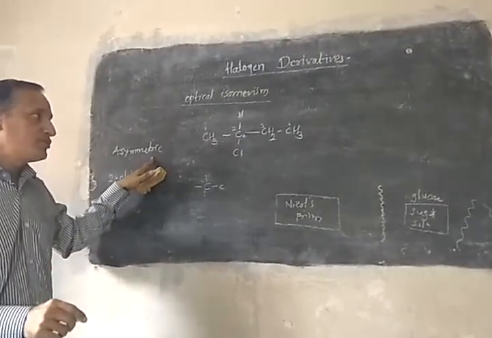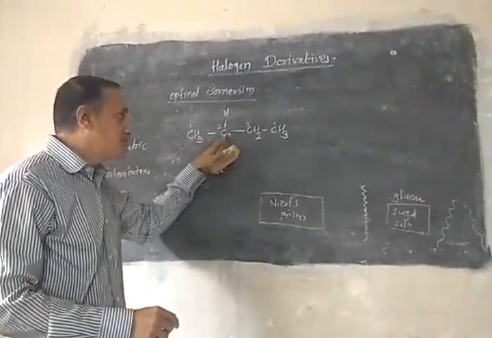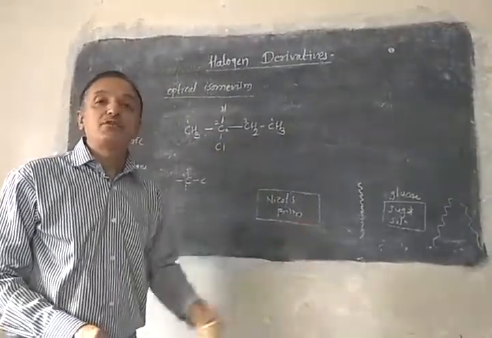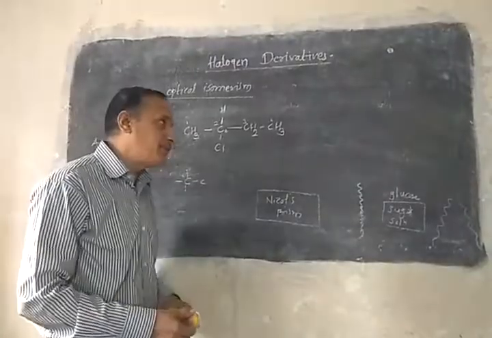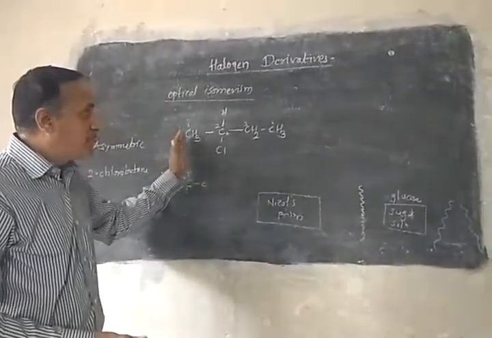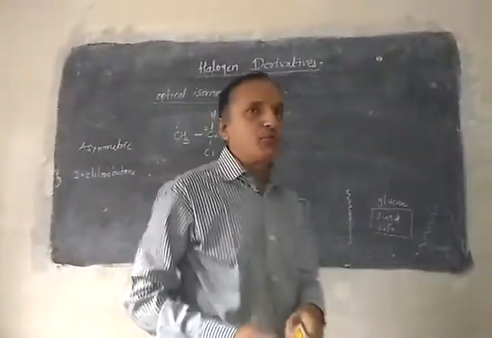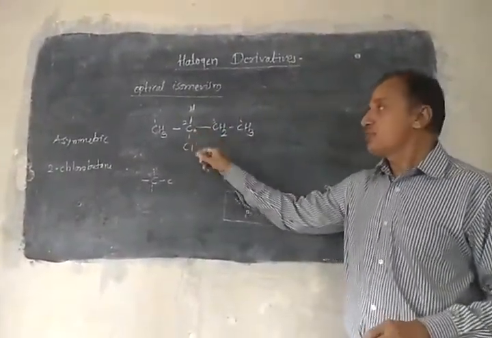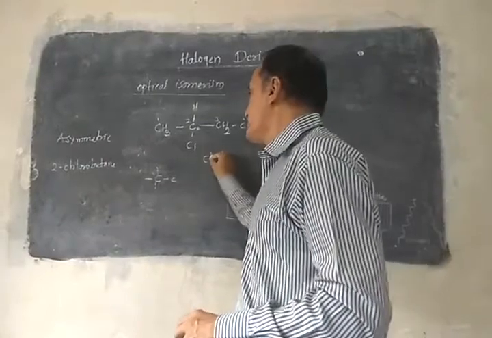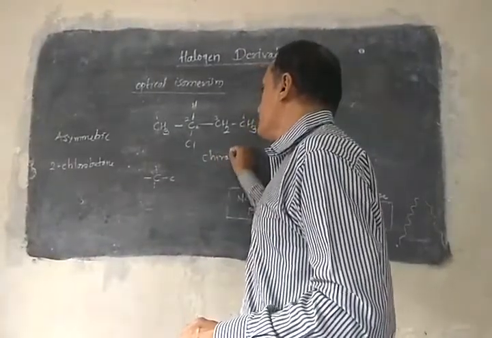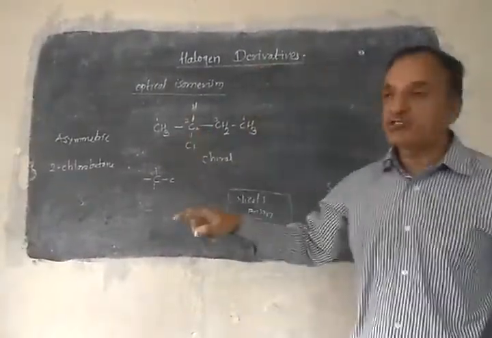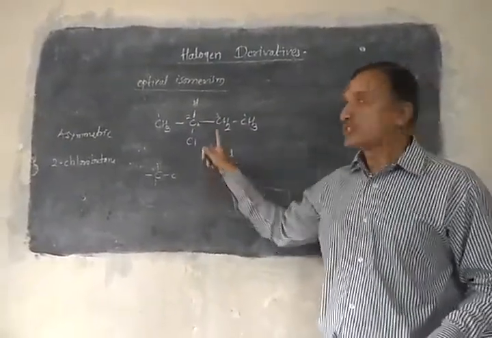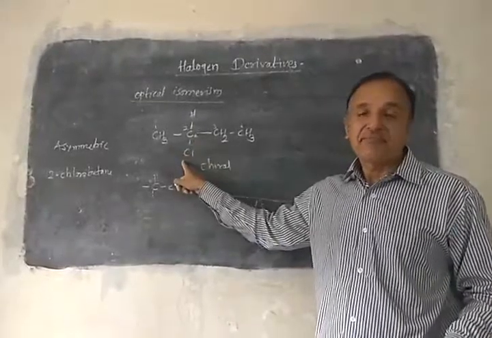Compounds which have an asymmetric carbon atom show optical activity. When we say these compounds contain an optically active carbon, it means the compound has a chiral center. This carbon, shown with the asterisk mark, is called a chiral carbon, and the compound shows chirality.